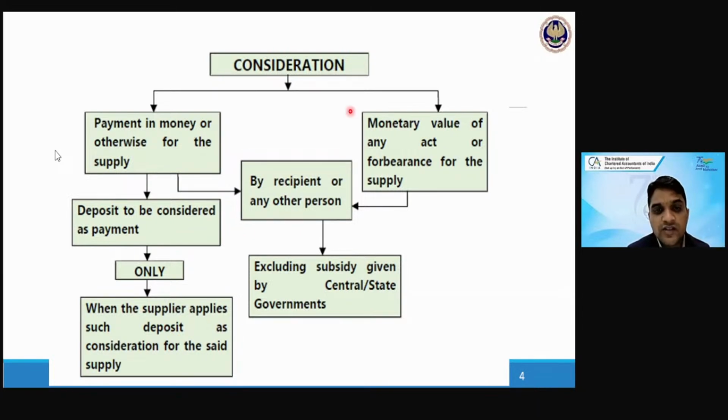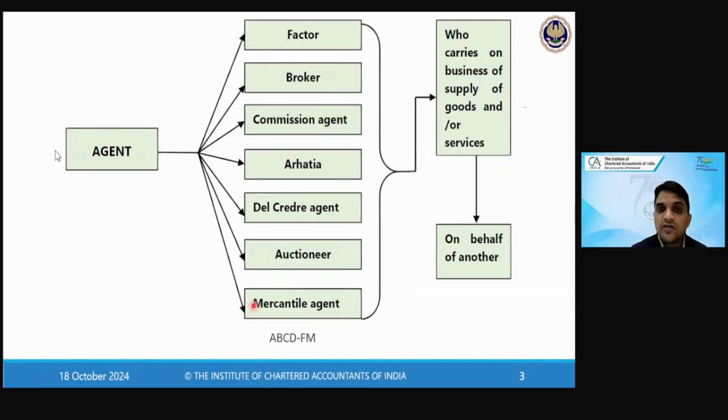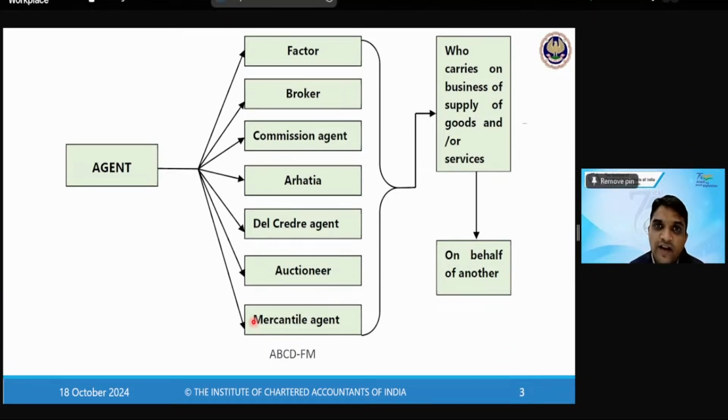There is a question saying, Bhumika, how is a factor an agent? So what does a factor do? Similar to the service of an agent, a factor does it. So that's why it is not factory, it is factor. So factor is also one of the persons who can do the transaction on another's behalf. In a few businesses, they call him a factor. In a few businesses, they call him an agent.